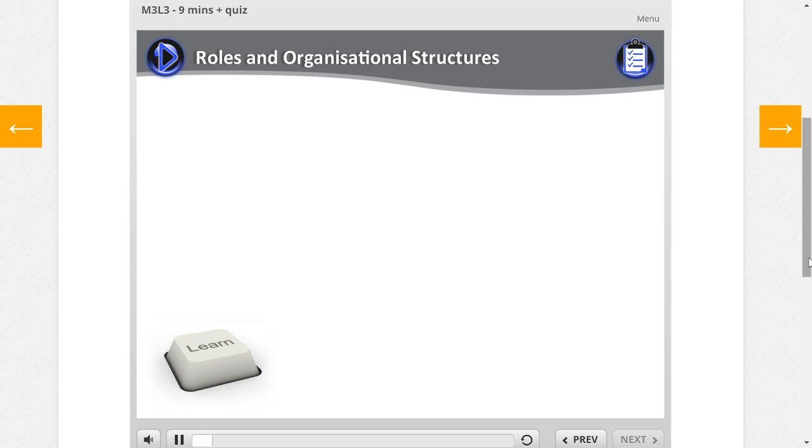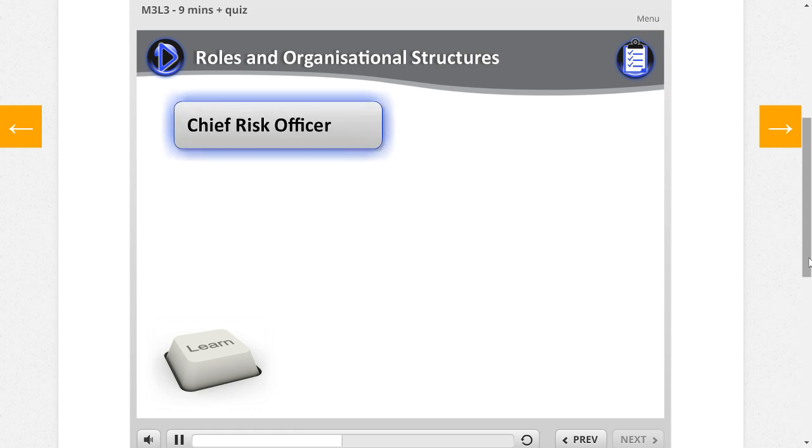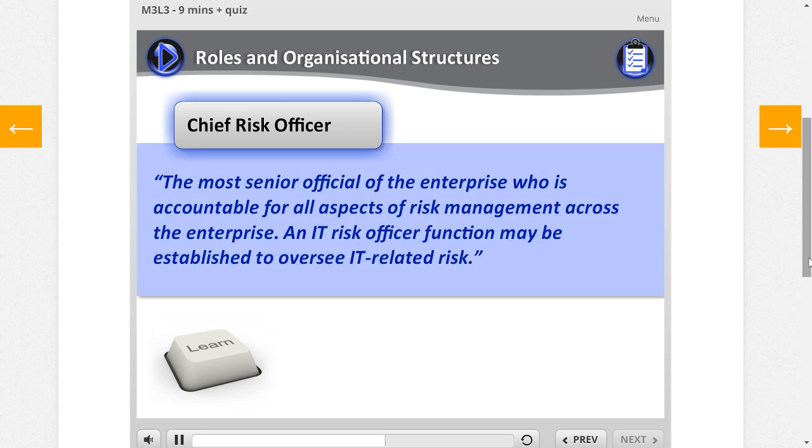We'll look briefly at 3 of these roles and structures described. Please take the time to read the full list in the COBIT 5 framework document. The first role we'll look at is the Chief Risk Officer. COBIT describes this role as the most senior official of the enterprise who is accountable for all aspects of risk management across the enterprise. An IT risk officer function may be established to oversee IT-related risk.